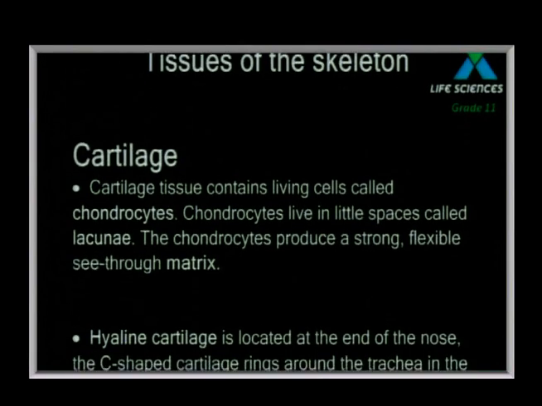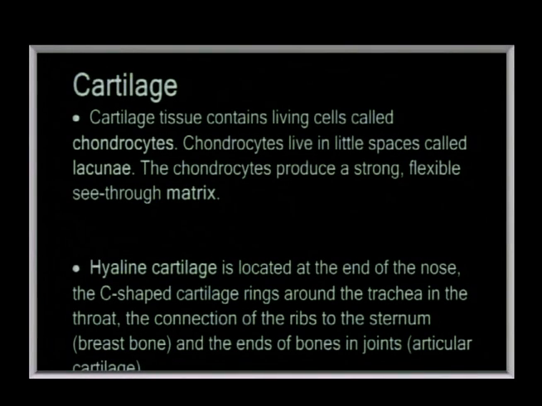Okay, tissues of the skeleton continued. We've looked at the bone tissue. Now we look at cartilage. What does cartilage do? It contains now not osteocytes like we had in the bone tissue. We now have chondrocytes. And the chondrocytes live in little spaces, also called the lacuna, the same as with the osteocytes. The chondrocytes produce strong, flexible, see-through matrix.